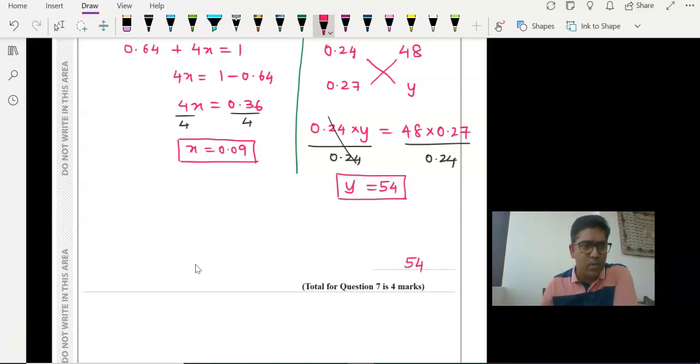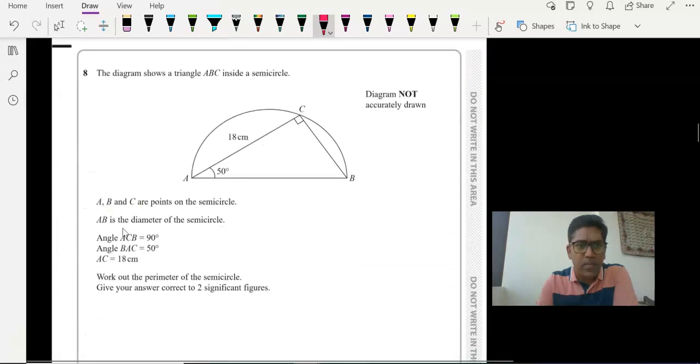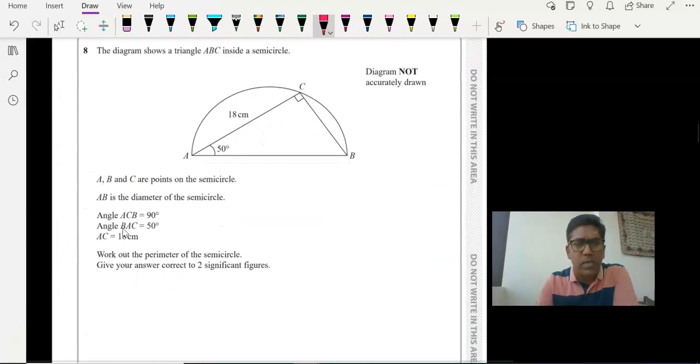Okay, moving to the next one. Question 8. The diagram shows a triangle ABC inside a semicircle. Angle ACB is 90, AC is 18, angle CAB is given as 50. ABC are points on the semicircle, AB is the diameter. Work out the perimeter of the semicircle.